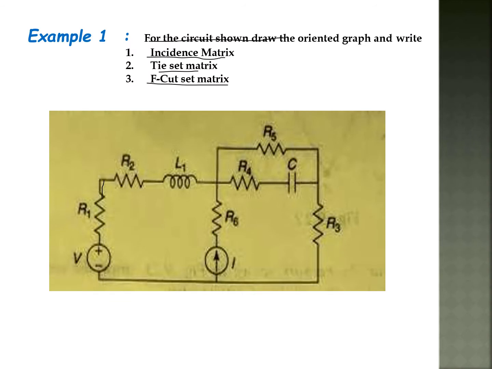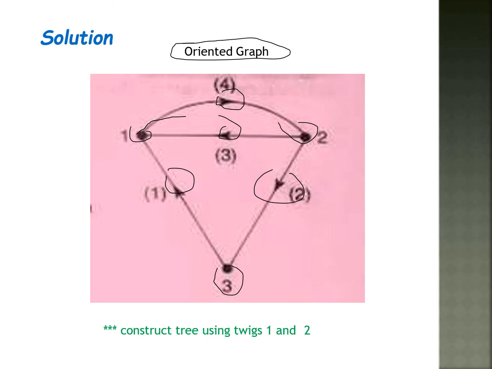Next, I am taking an example from a circuit containing the incidence matrix, tie-set matrix and cut-set matrix. First, I am taking this example diagram, which contains a resistor, inductor, voltage source, current source, and capacitors. Now I am converting it to an oriented graph. So this is the oriented graph. It has node 1, node 2, node 3, and branch 1, branch 2, branch 3, branch 4. 4 branches and 3 nodes are there.